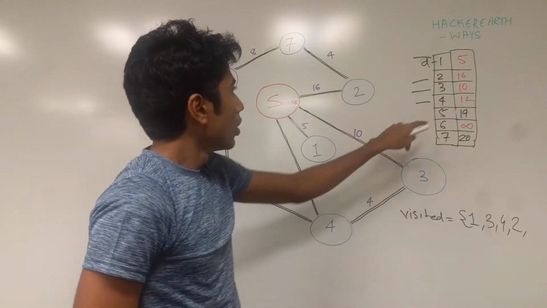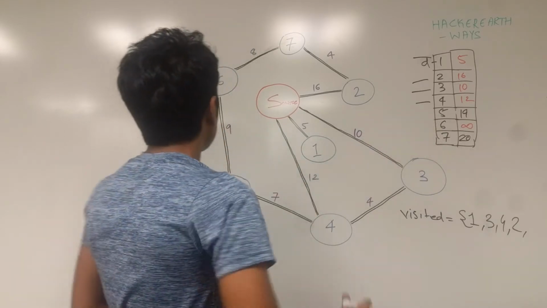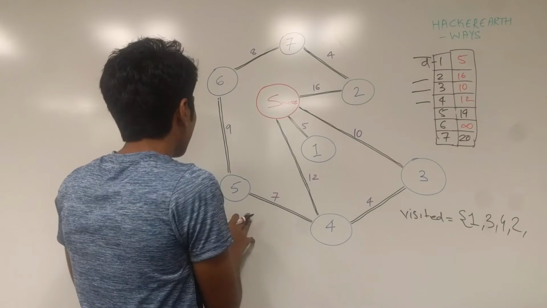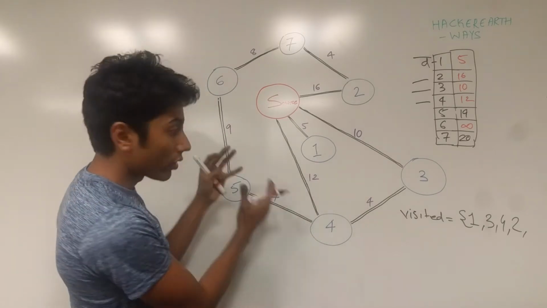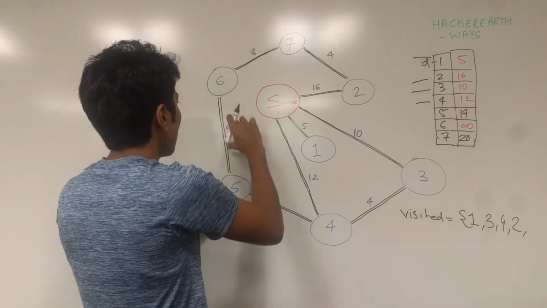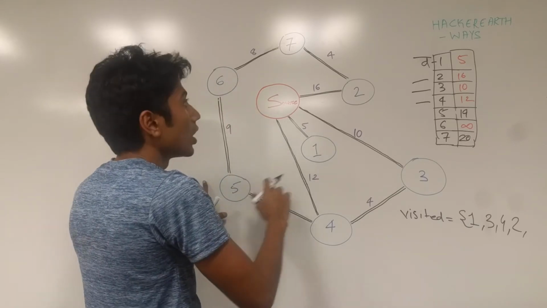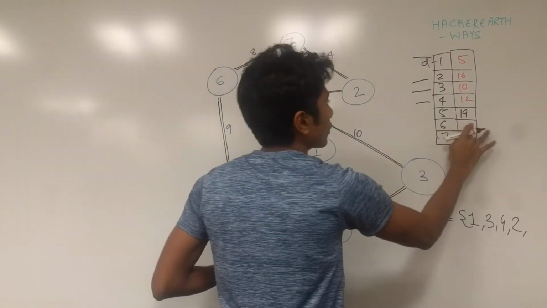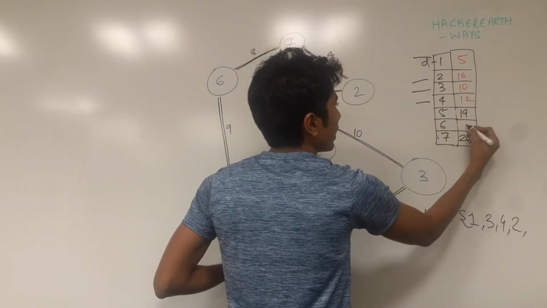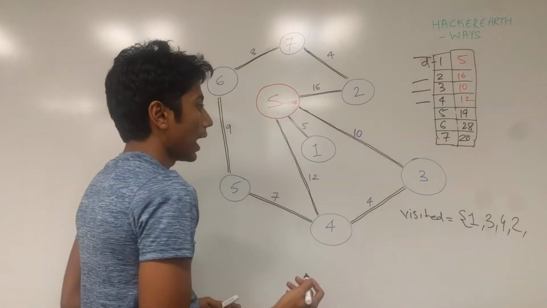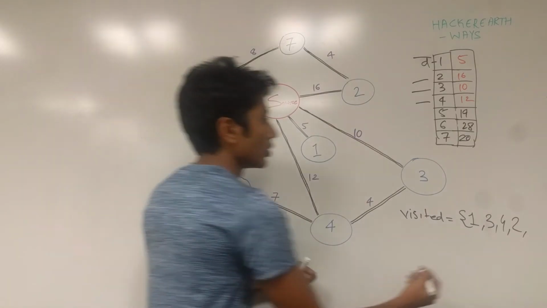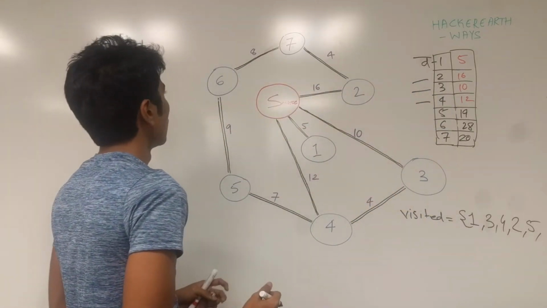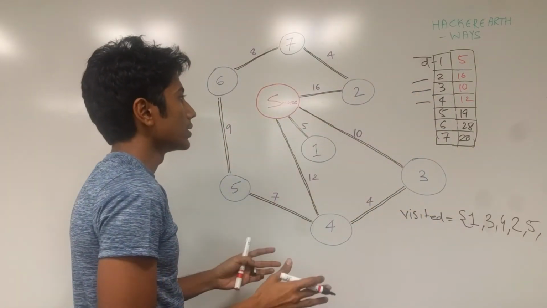Now, what's the next city? 5. Because 5 has a distance of 19 and it hasn't been added to the set. We go to 5, we see that when you try to contract with 5, 6 is one of the cities, which is 19 plus 9, so that is 28. For 6, 28 versus infinity, 28 wins, and you have nothing else connecting 5, so 5 is added to the set. Okay. Now, what else?